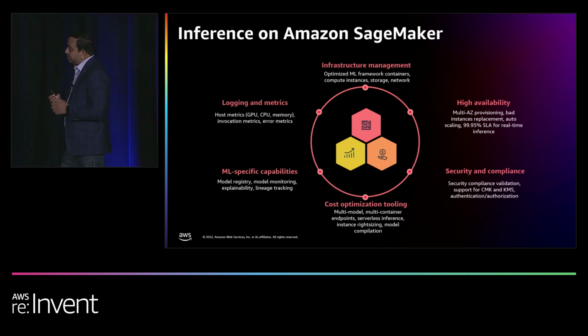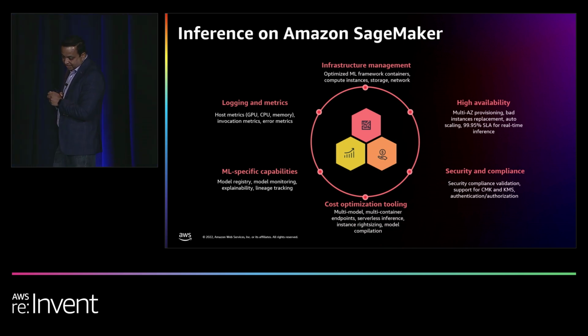And the more stringent your SLA is, the more complexity your infrastructure will have. With SageMaker, you have a 99.95% SLA for real-time inference. So managing infrastructure with that kind of availability comes with a cost, and you need a lot more resources to build something like that.